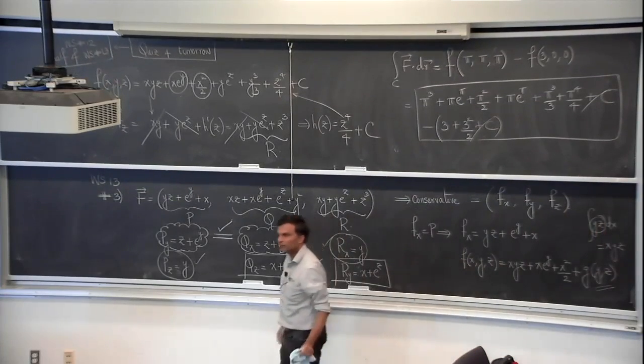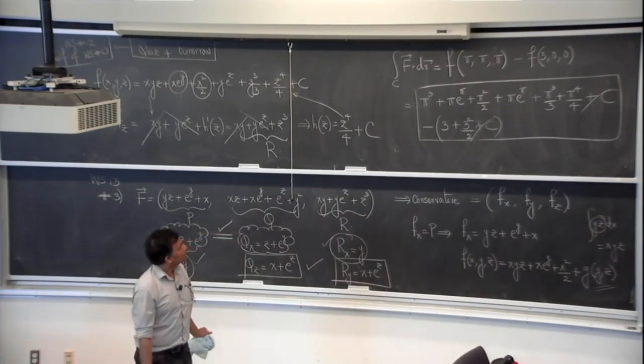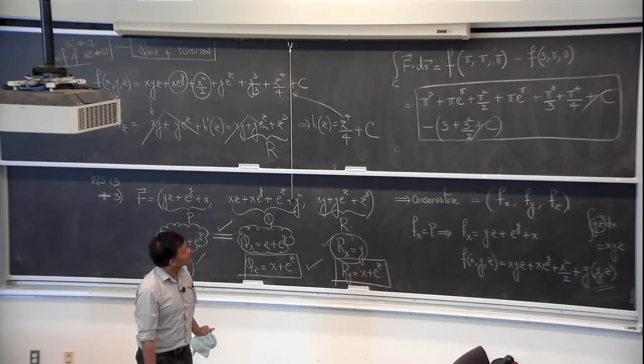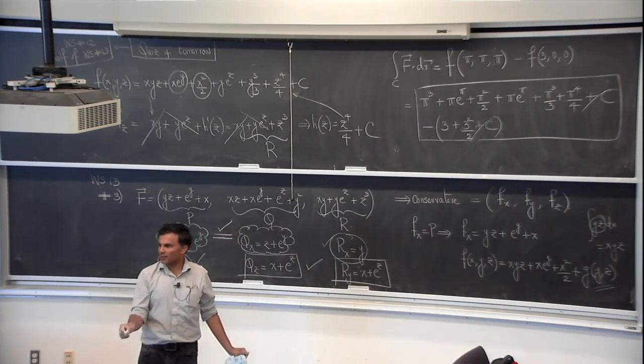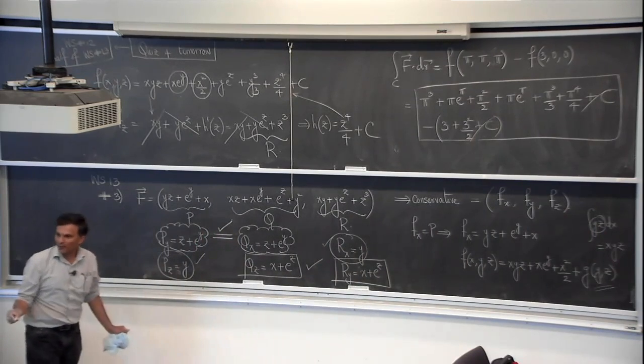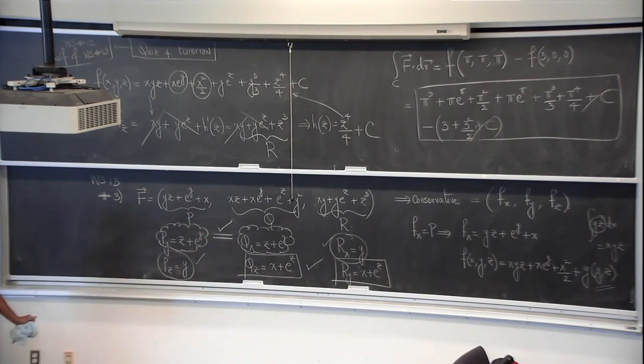Why don't we just use the 2 points, pi, pi, pi? Because it's a conservative vector field. It doesn't matter how you reach there. You're starting at 3, 0, 0, and you're ending at pi, pi, pi, and whether you travel along a straight line or a circle or helix or parabola or whatever it is.